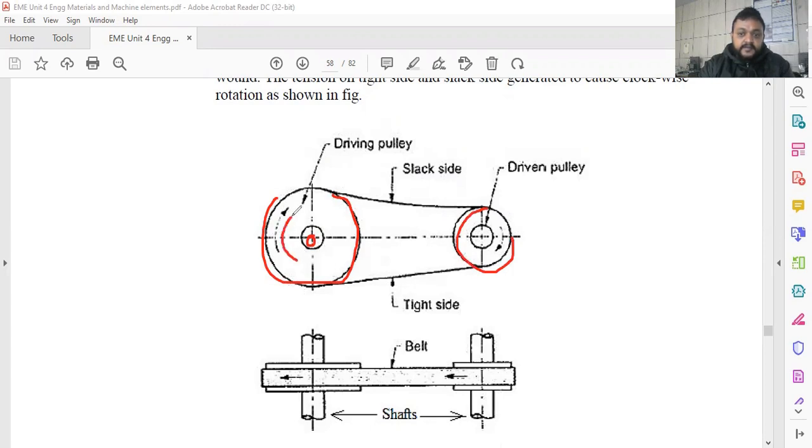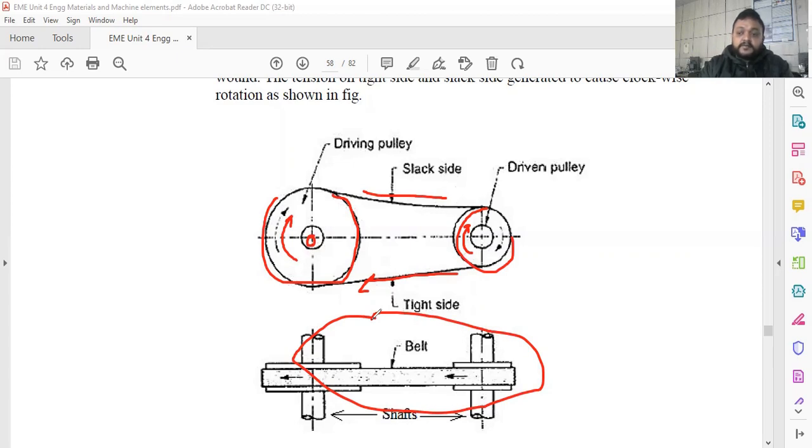So rotation is like this, clockwise rotation. So driven pulley rotation is in the same direction for the open belt drive. And this is the tight side where tightening is on this side. And this is the slack side of the belt. And top view is looking like this. This type of belt drive is normally used when driver shaft and driven shaft is rotating in the same direction.